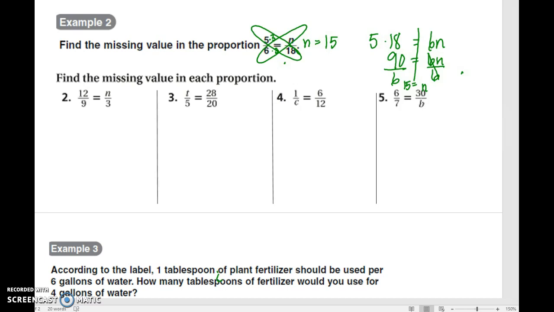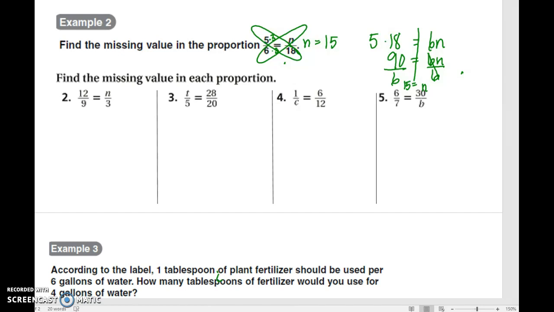If I didn't know what times 6 would equal 18, that would be much more cumbersome. So cross products works way better for this. And are we going to do cross products even though it might take a little bit more math? Yes, because I need you ready to go and train so that when you get to bigger numbers, you know already what to do.